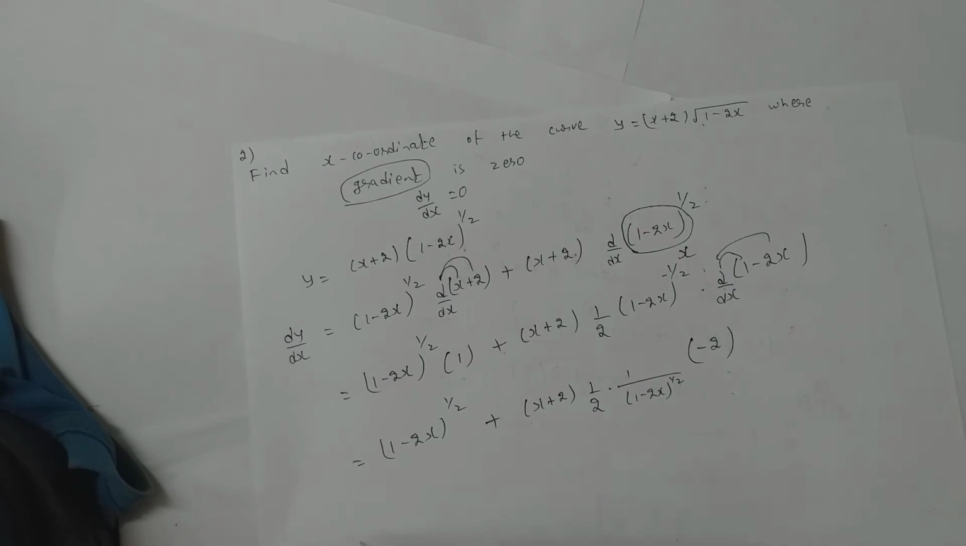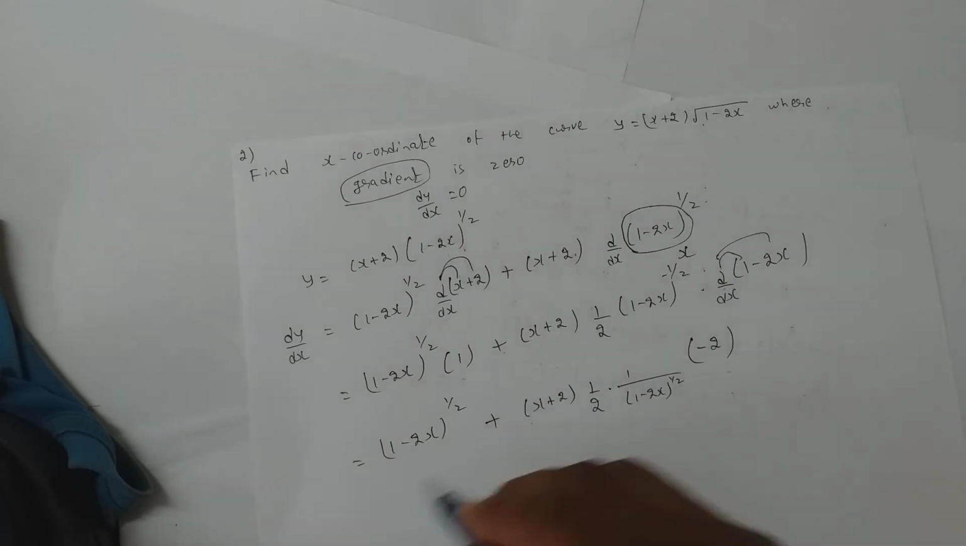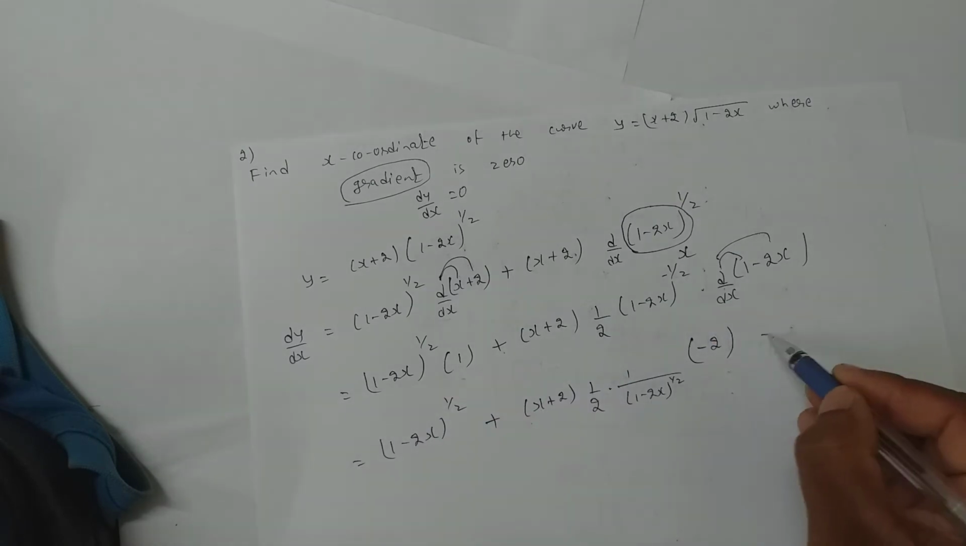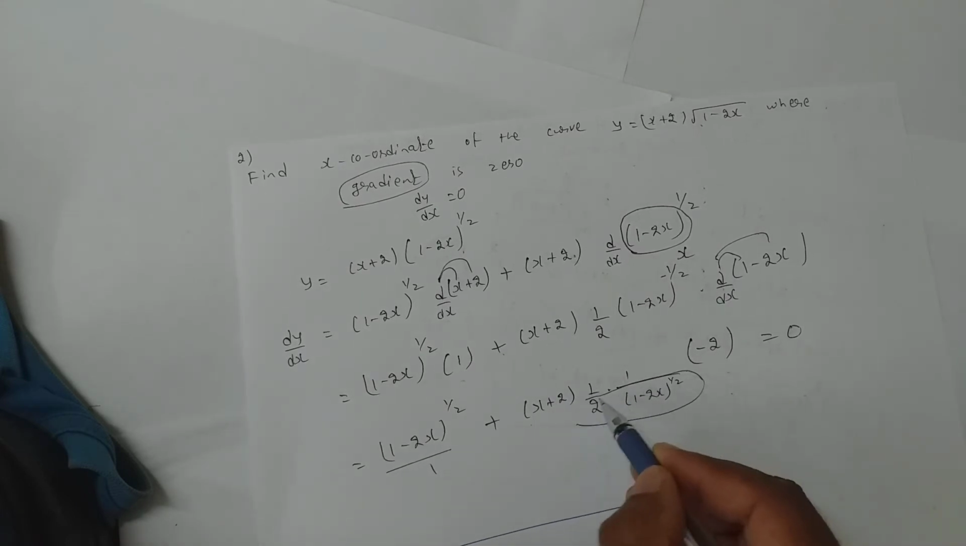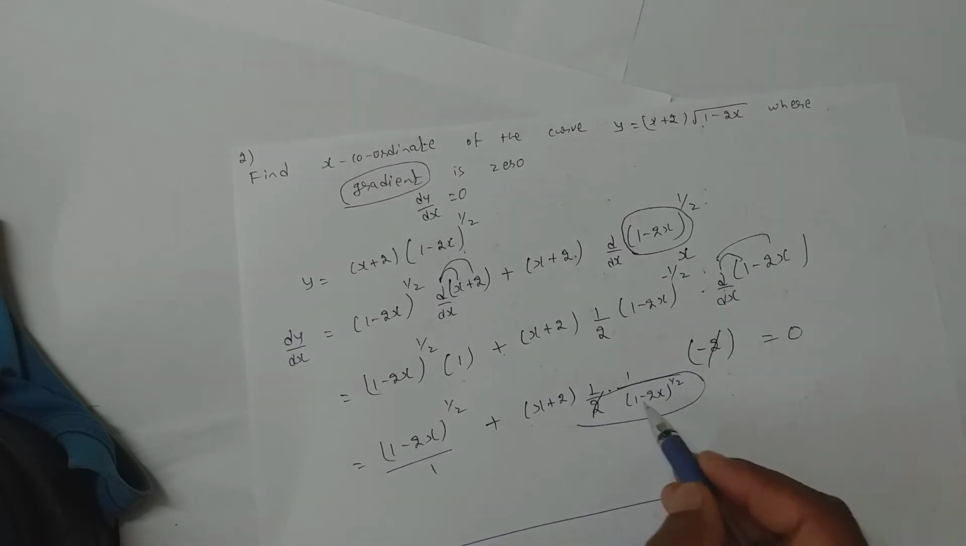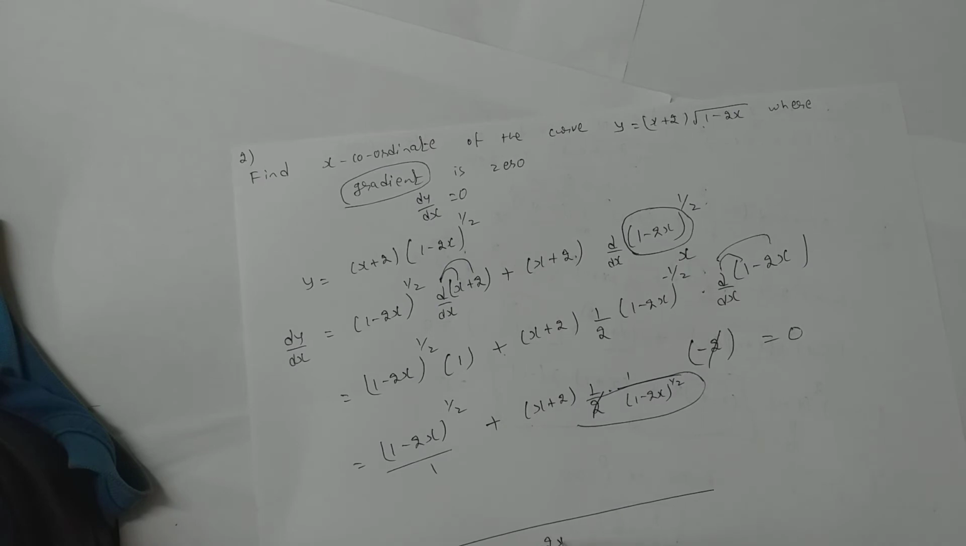Clear? Now, for what values of x will this be 0 is the question now. To find the x values, what do I do? I take the LCM. What would be the LCM? The LCM will be this, and I can cancel out 2, 2. The LCM will be only this one, (1 minus 2x) power half.